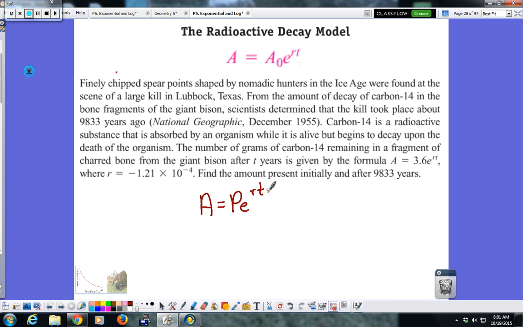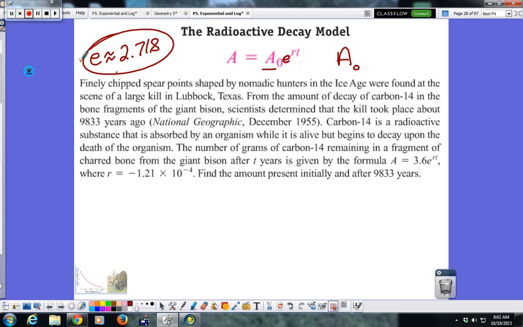Instead of A equals P e to the rt, though, we have A equals A subscript 0. Anytime you see a subscript of 0, think back to physics, that's an initial amount. So in this formula, the amount of carbon-14 that you have is equal to your initial amount of carbon-14 times e, and a reminder that e is simply a number, approximately 2.718, so A0 times e to the rt power. R is your rate of decay, and t is the time in years.